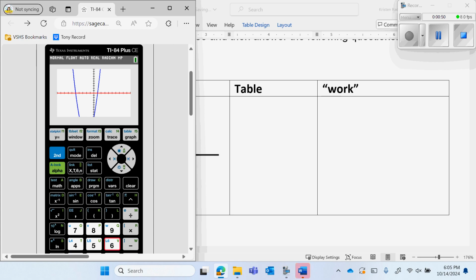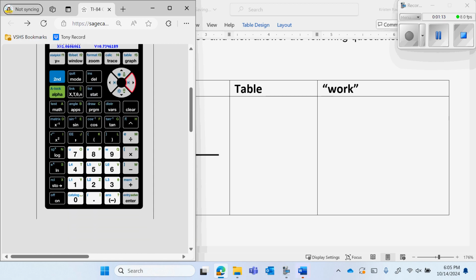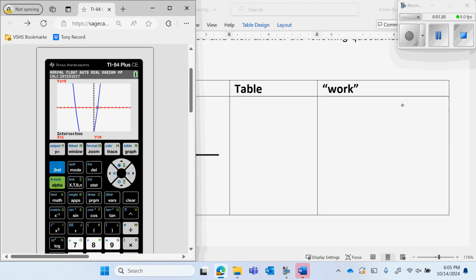From there, we have two solutions. How do I know that? We have 2 points of intersection. So if you recall how to do this, you're going to hit second trace. You're going to scroll down to choice 5, intersect. And what you're going to do is you're going to scroll over to where one of your solutions is. You're going to hit enter, enter, enter. That's enter 3 times. And it's going to tell you our solution is x equals 1.